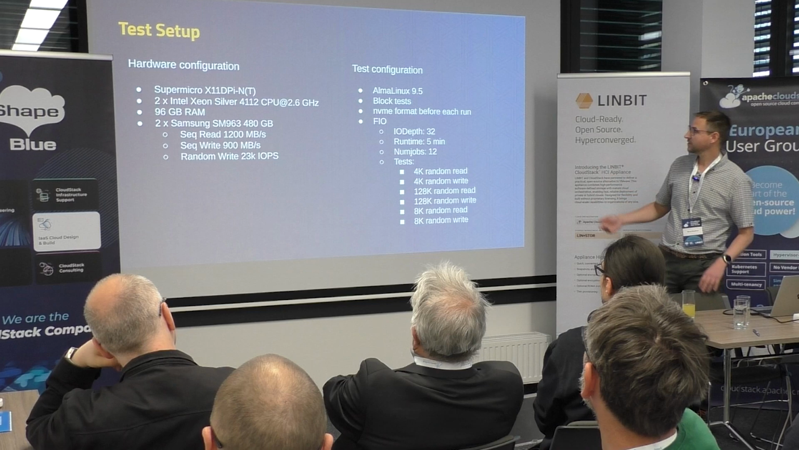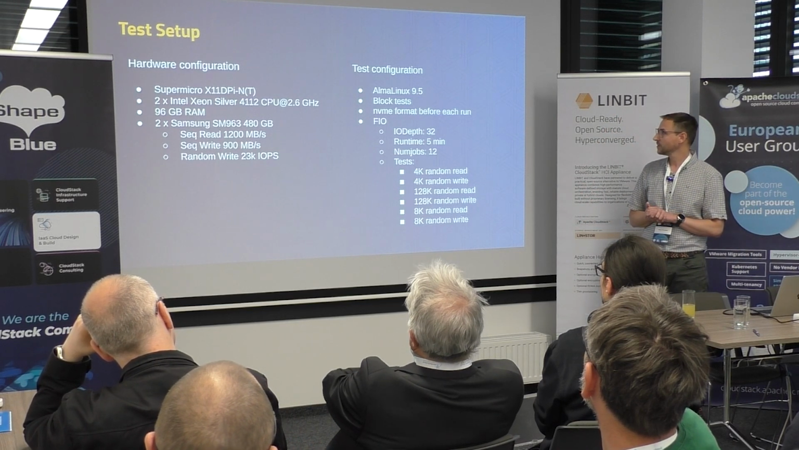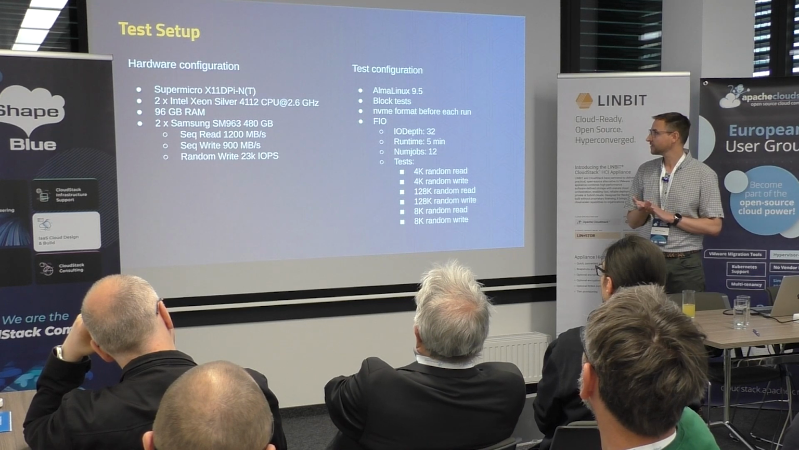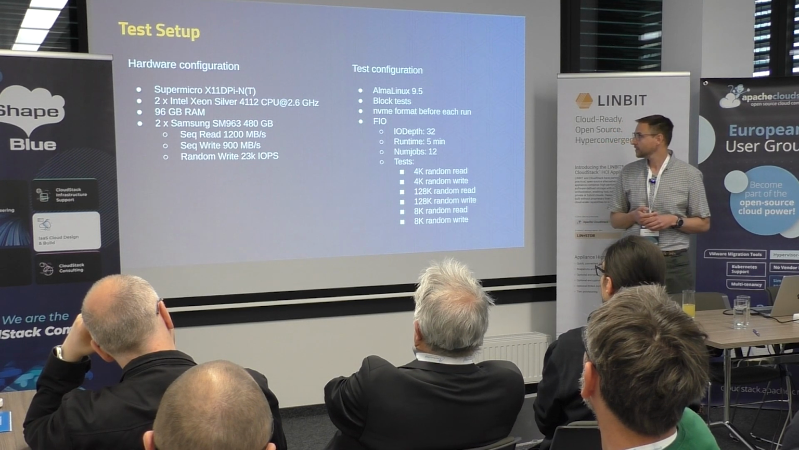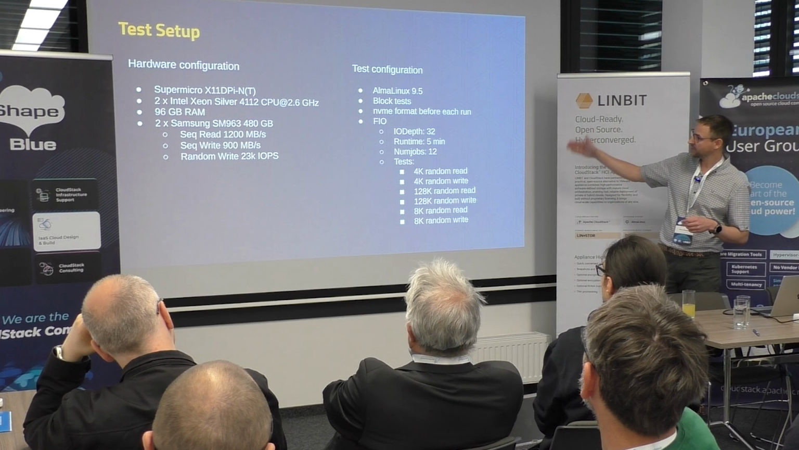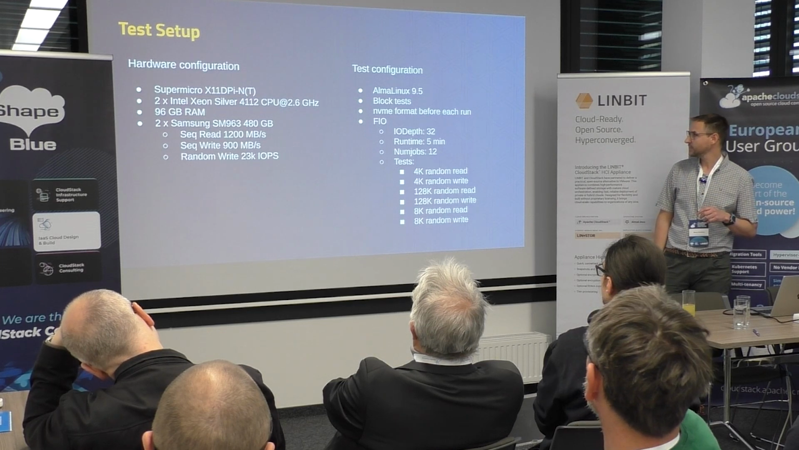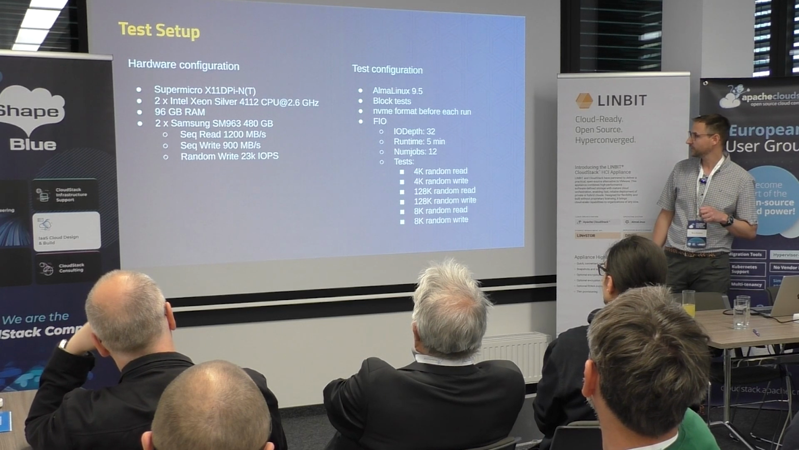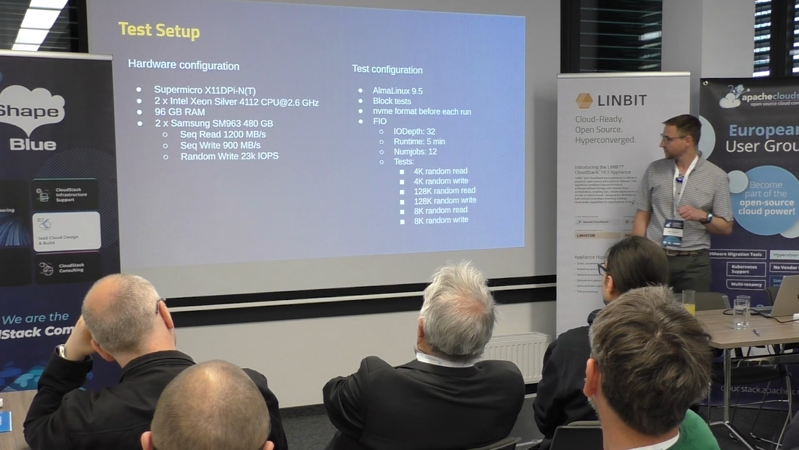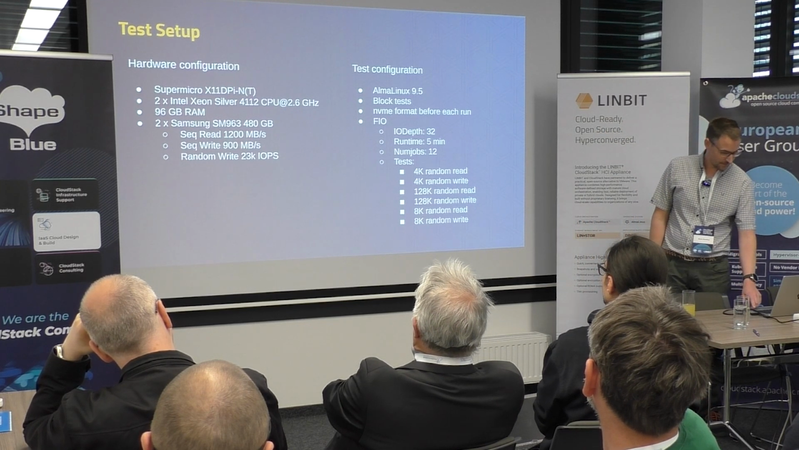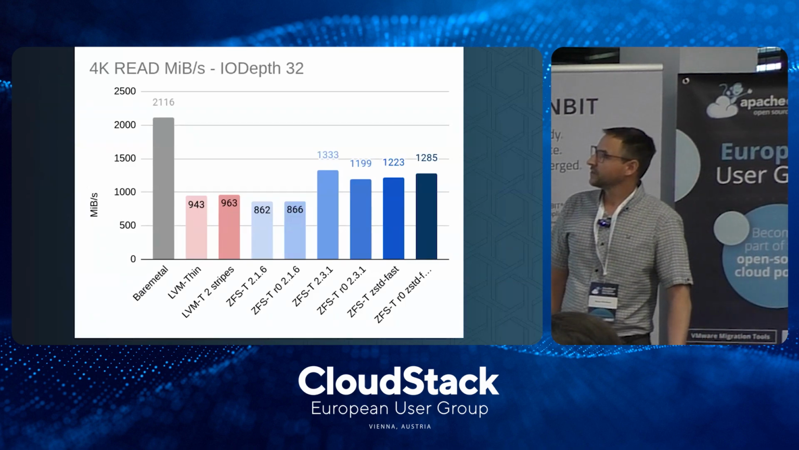And the test configuration: it was tested on Alma Linux 9.5. I did only block device tests. The NVMe drives were formatted before each run, and these are the basic FIO settings: IO depth 32, runtime 5 minutes, and numjobs 12, and I ran these different block size tests. So here are the numbers. This is for 4K read.